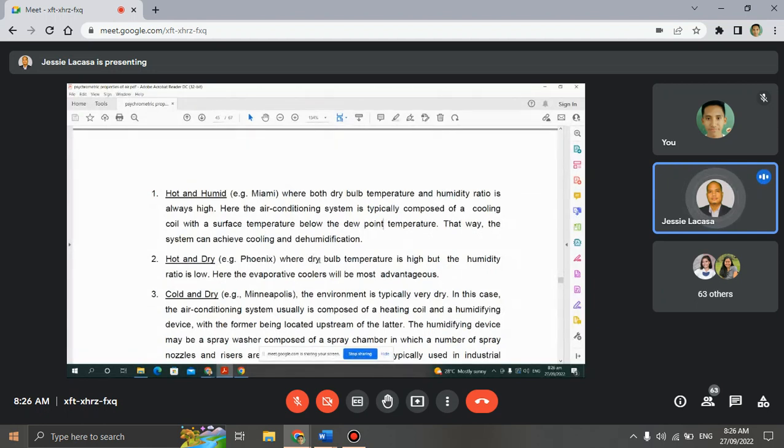So where dry bulb temperature is high but the humidity ratio is low. Taas ang iyahang dry bulb, ubos ang iyang humidity. So magkinahanglan siya og evaporative coolers, which will be most advantageous. Evaporative cooling ang iyang gikinahanglan, para mo-reduce ang iyang temperature at the same time mo-increase ang iyang humidity.